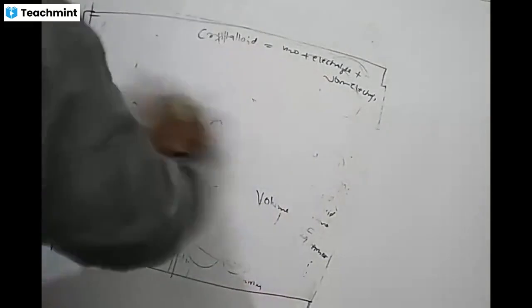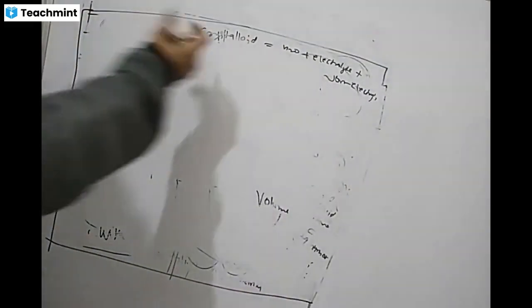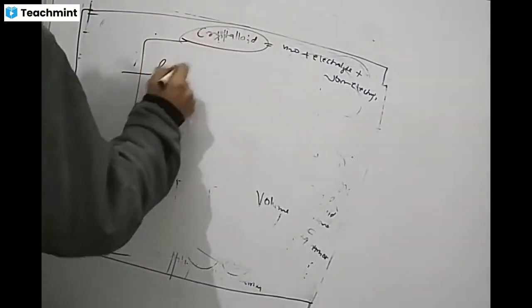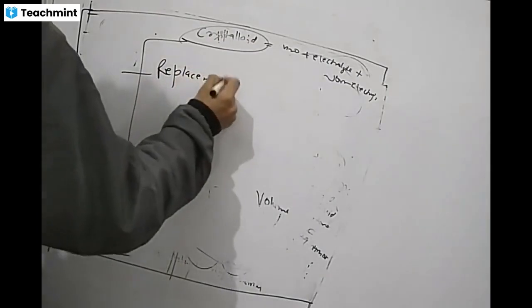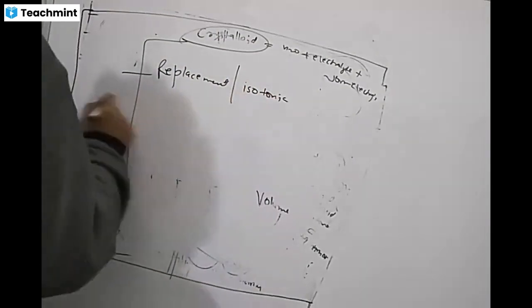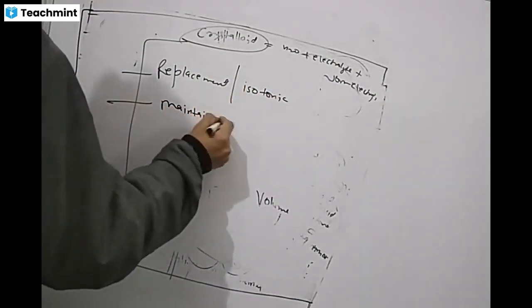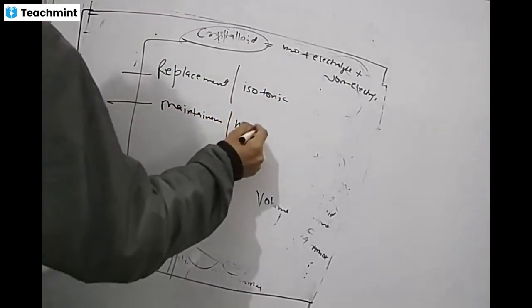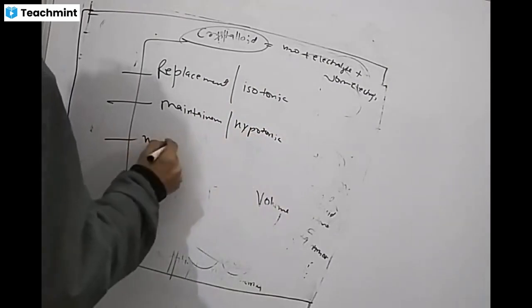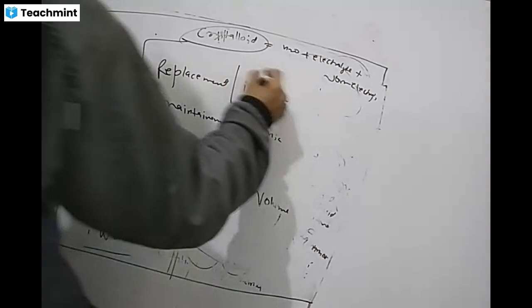If we summarize the crystalloids, they are mainly three types. One is replacement, which is also called isotonic crystalloid. Second is your maintenance type, that is hypotonic, and third is your hypertonic.